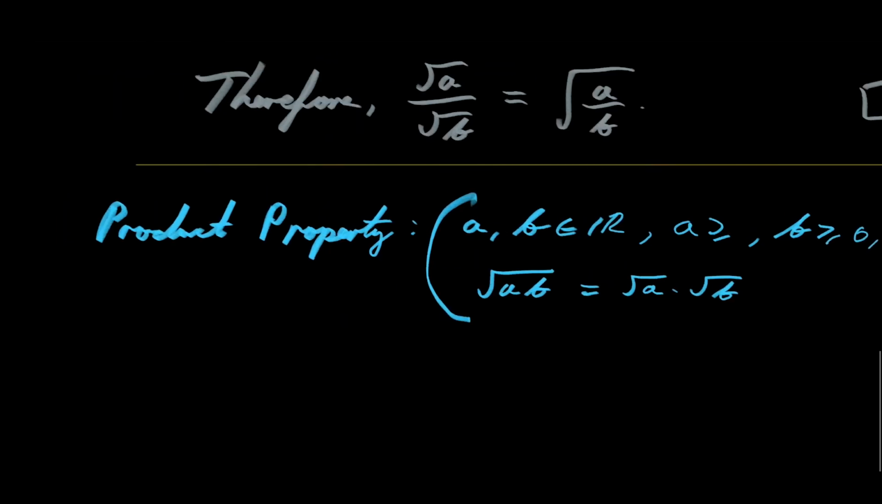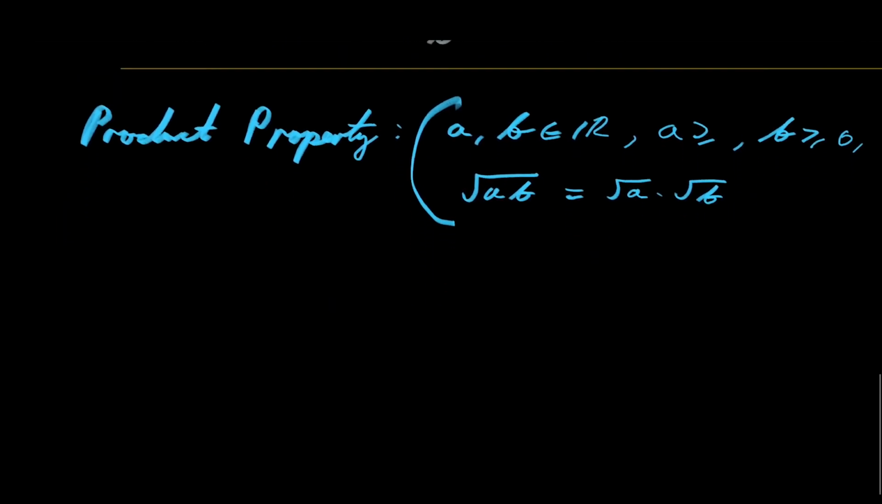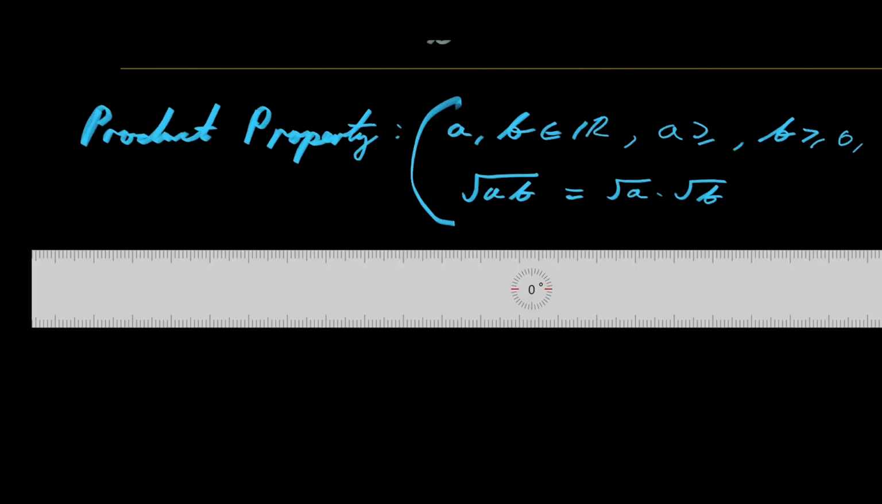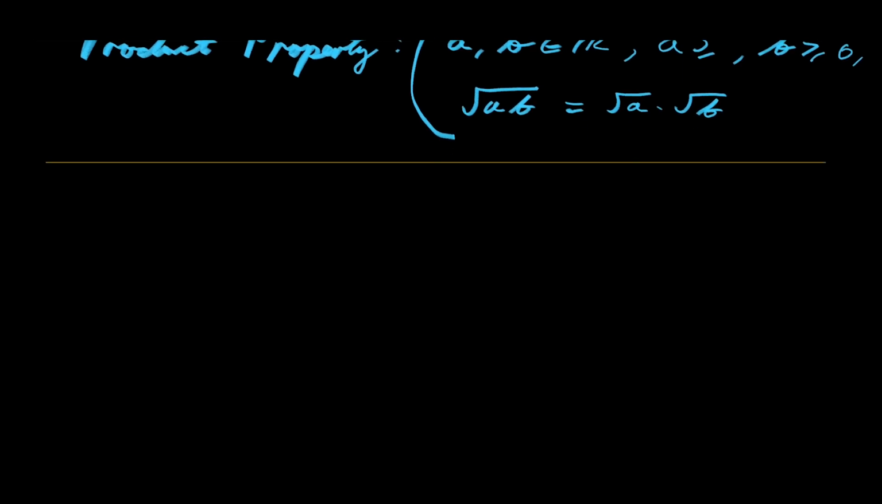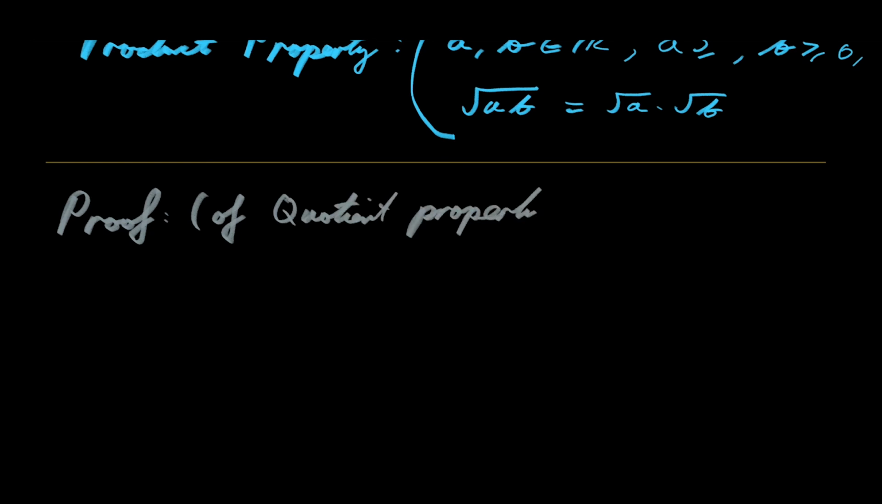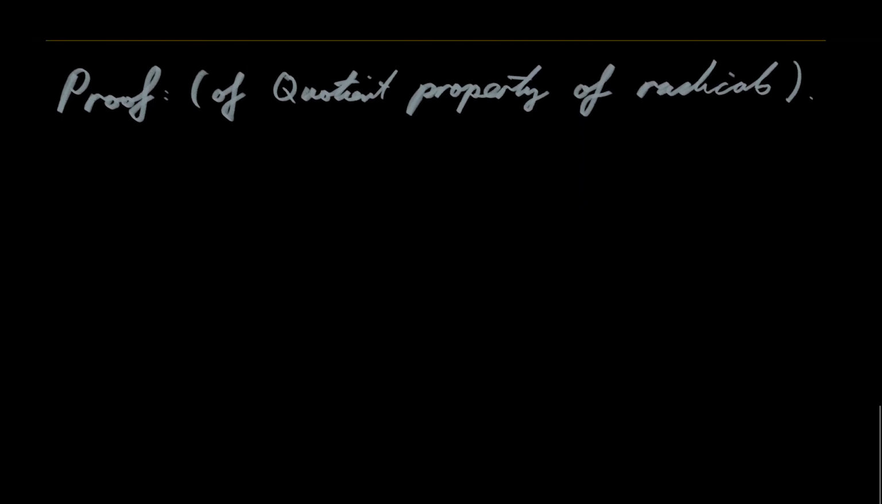Anyways, let's prove the quotient property of radicals by using the product property of radicals. Okay, proof of quotient property of radicals. Don't know why I used a capital Q for quotient, but what's done is done. Okay, so I'm proving the same thing as what I've just proven, but I'm going to use the product property of radicals in the process.